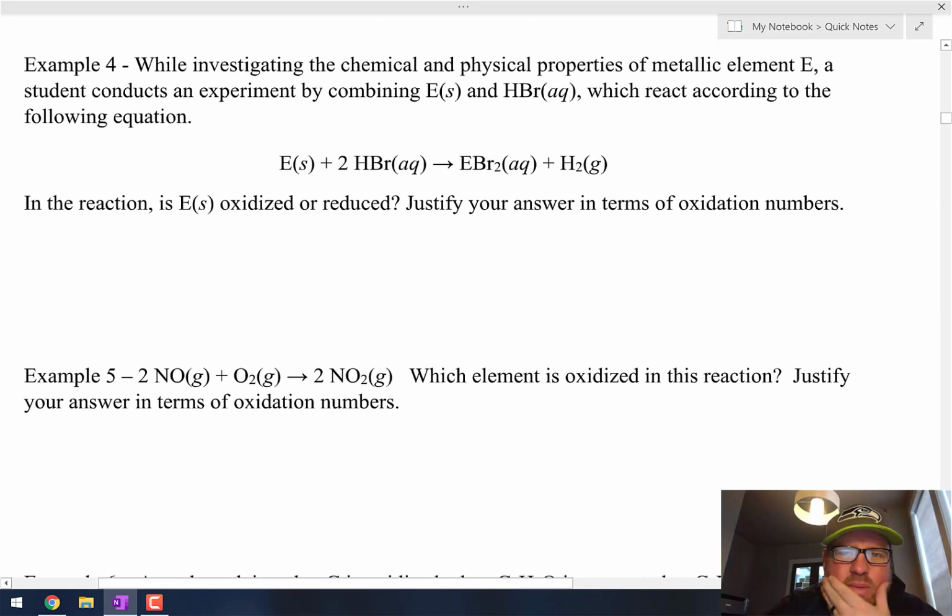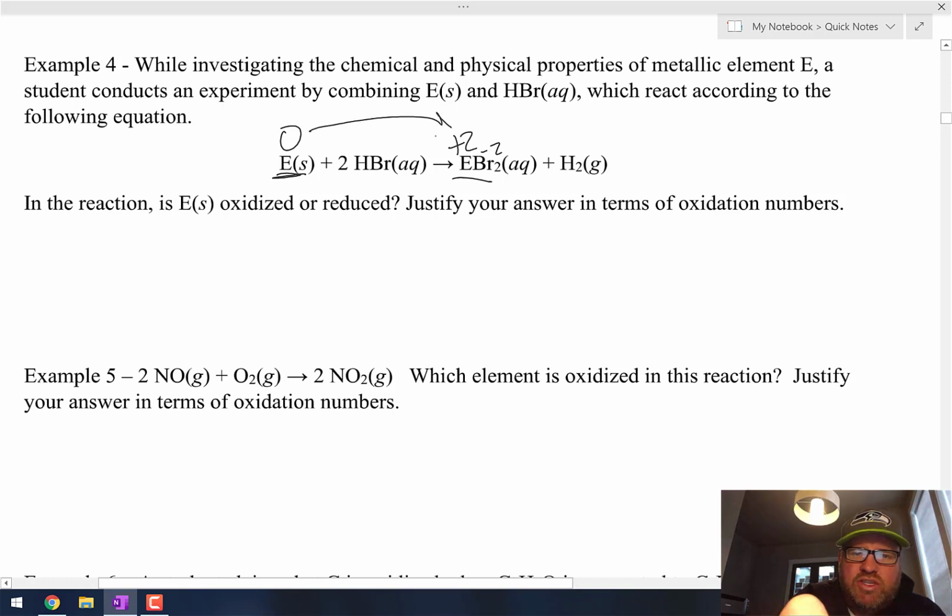While investigating the chemical and physical properties of metallic element E, a student conducts an experiment combining E and HBr, which react according to the following equation. In the reaction, is E oxidized or reduced? Justify your answer in terms of oxidation numbers. Well, on this side, E is by itself, so it has an oxidation number of 0. On the right-hand side, bromine is -1, and there's 2 of them, so that's -2, so that means E is +2.